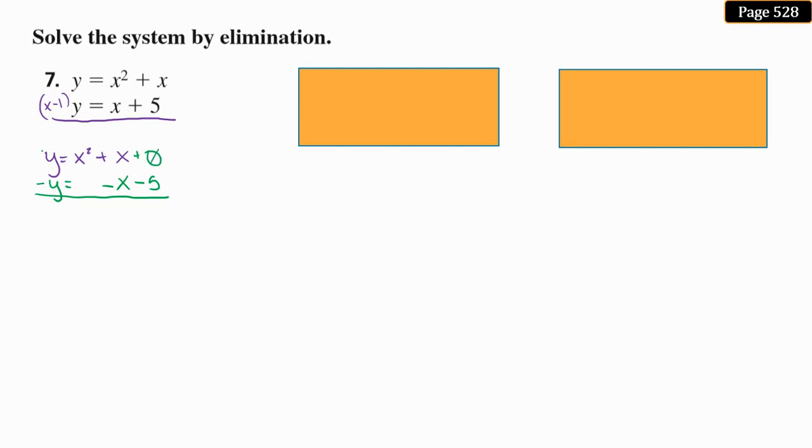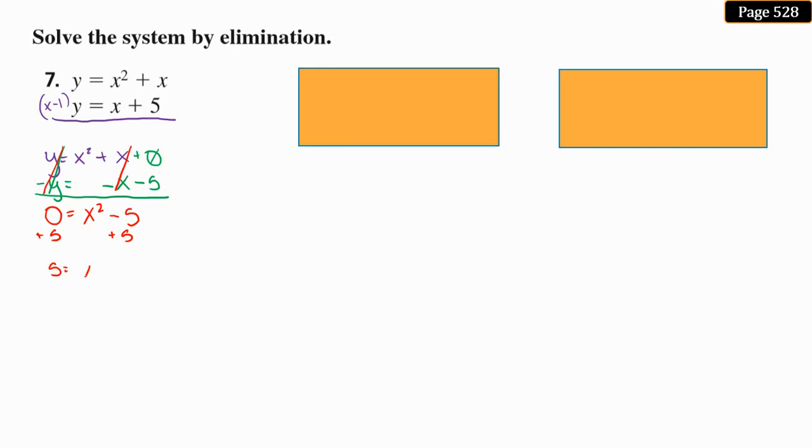So y plus -y gives you 0. Equals the x squared minus 0, which gives you nothing. Plus x and a -x gives you 0, so those go away too. And then a 0 and a -5 gives you a -5. Now we're going to solve for x. So we're going to move this guy over.